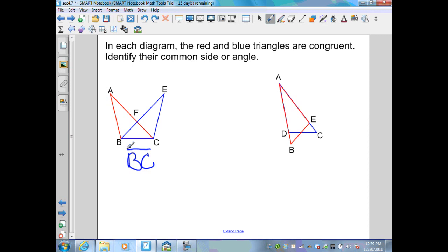Here we're given two triangles. The red is over top of the blue one, but I think we can identify that the triangles are BAE and CAD, and we have a common angle that is in each triangle. That would be angle A, or also angle DAE.